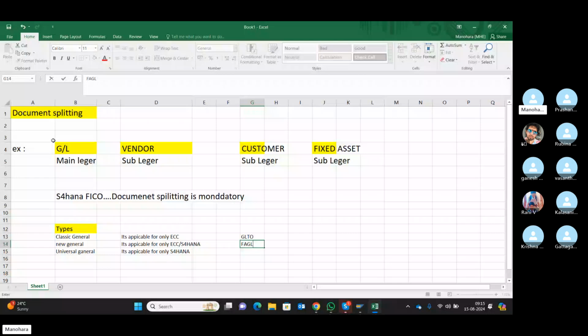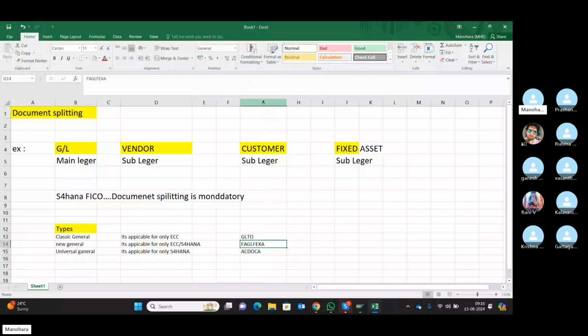Ledger tables. In Universal Journal, data comes in ACDOCA. So this is the difference. Next, in S/4HANA, universal general ledger data will be stored in ACDOCA. But the older general ledger concept is the classic GL, which is GLT0.